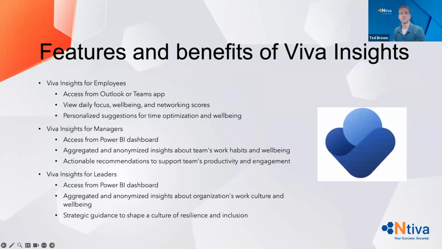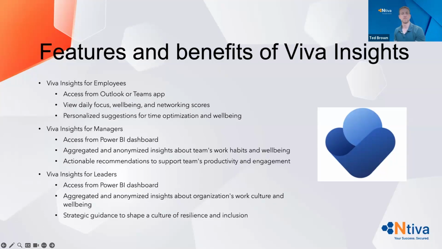Now, employees can access Viva Insights from their Outlook or Teams app and see their daily focus, well-being, and network scores. They can view their work patterns, such as how much time they spend on meetings, emails, chats, and focus time, which I find very fascinating, almost on a 28-day cycle, so you can see month over month how things look. Viva Insights provides personalized suggestions to help employees optimize their time, protect their focus, and prioritize their well-being. For example, Viva Insights can suggest booking focus time, taking breaks, and learning new tasks.